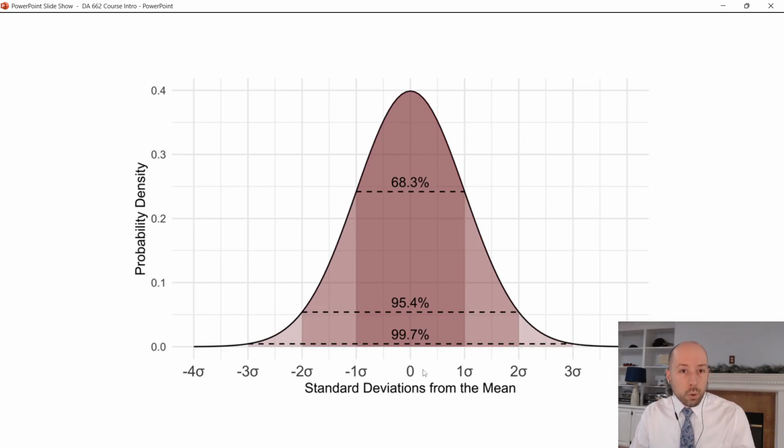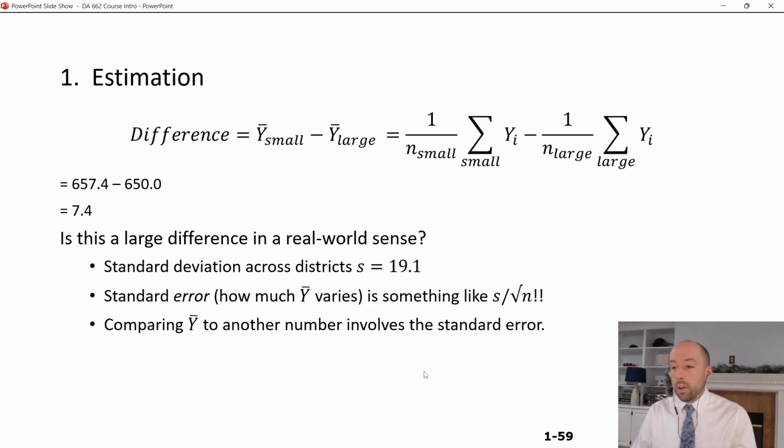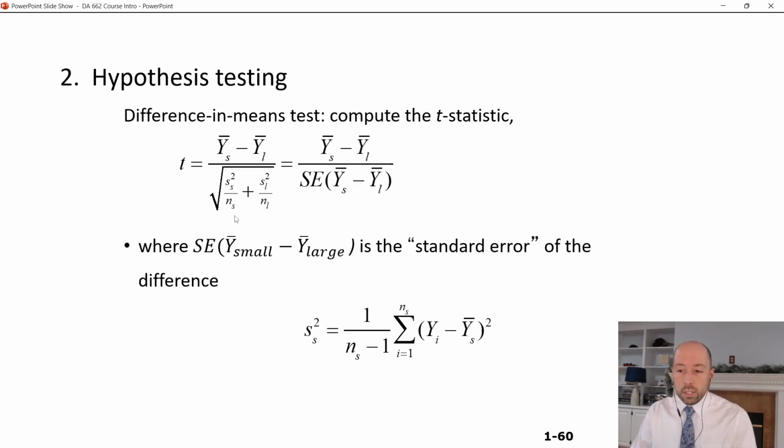We need the standard error here. And the standard error of the difference between two means is given by this formula. So we may revisit that at another time. This standard error involves the standard deviation in the small STR set and the standard deviation in the large STR set, which are just given by formulas like these.